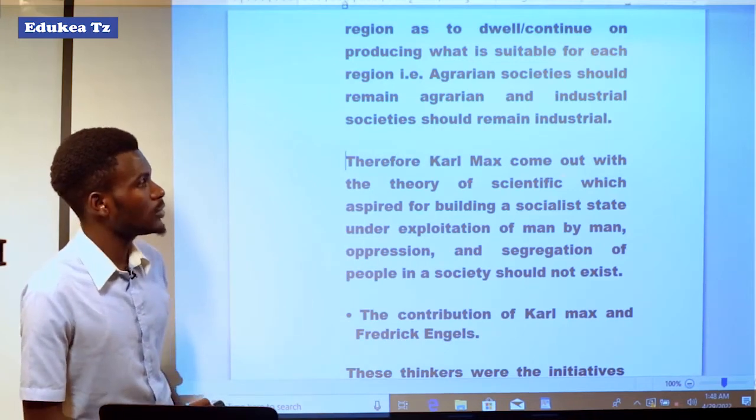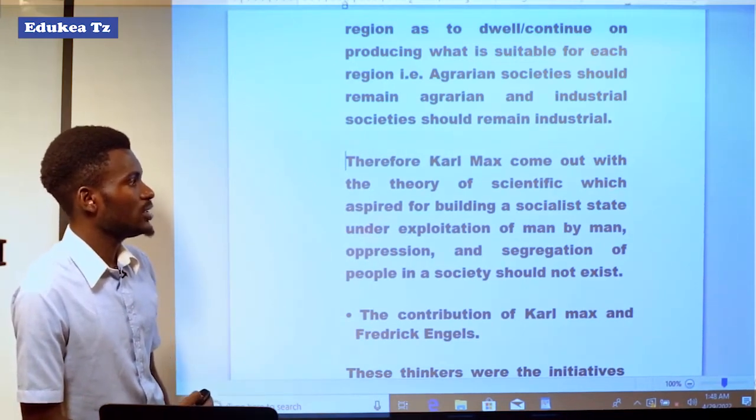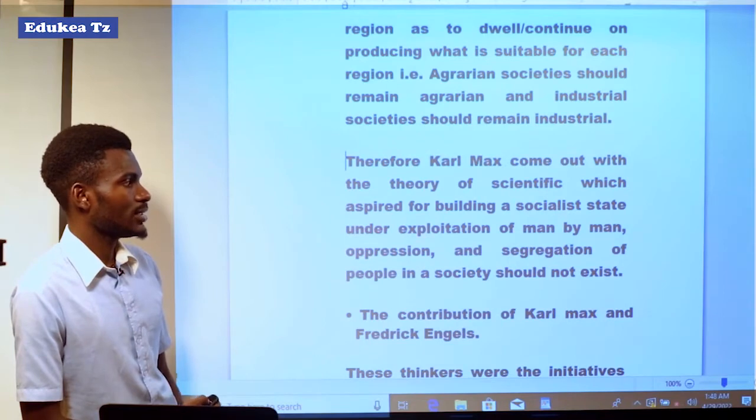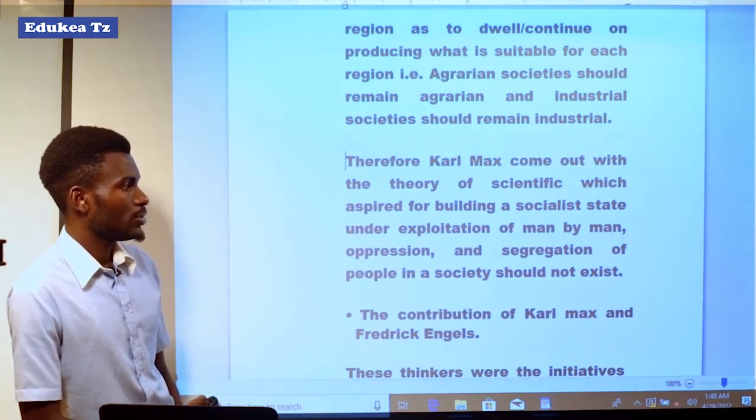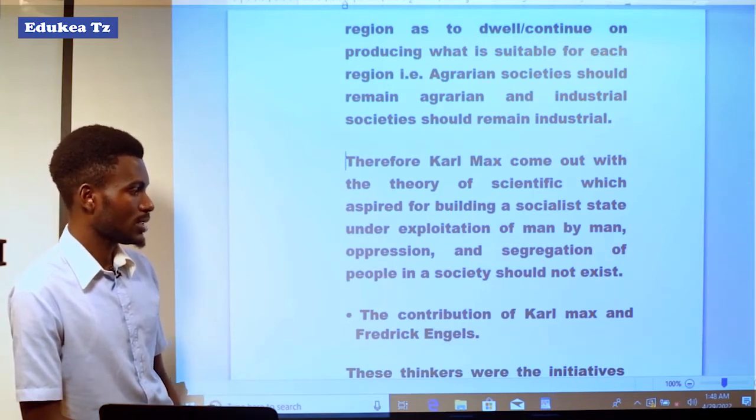Therefore, Karl Marx came out with the scientific theory, which aspired to build a socialist state where exploitation of man by man, and oppression as well as segregation of people in the society, should not exist.